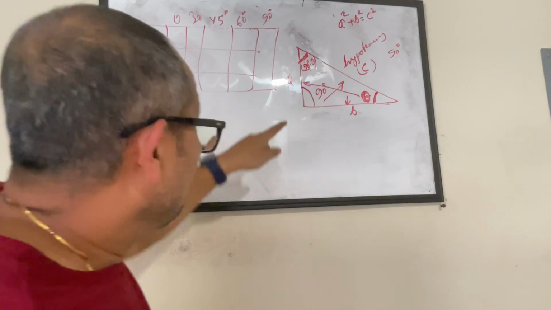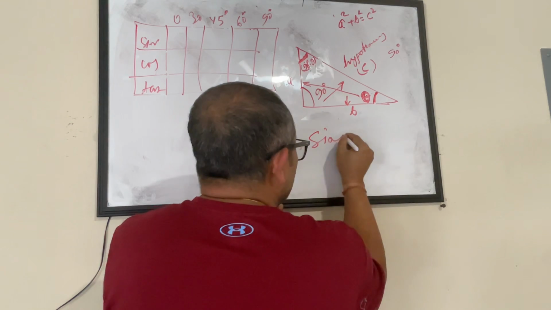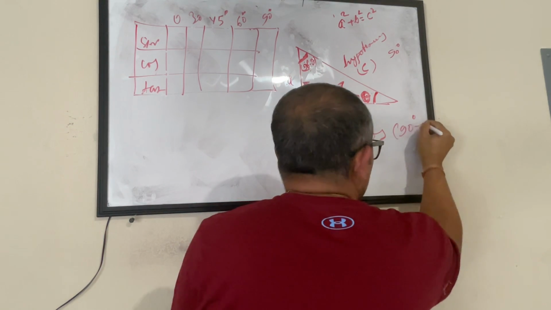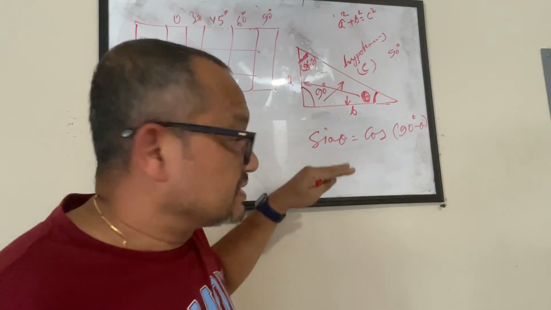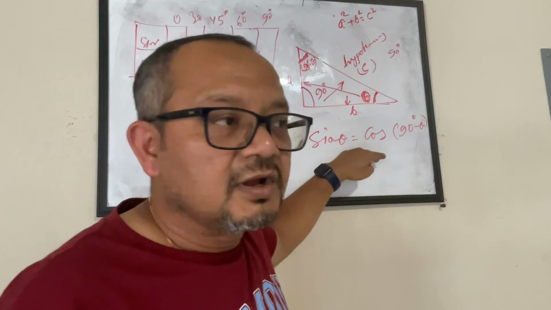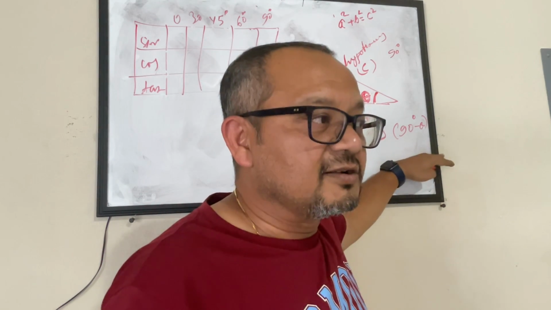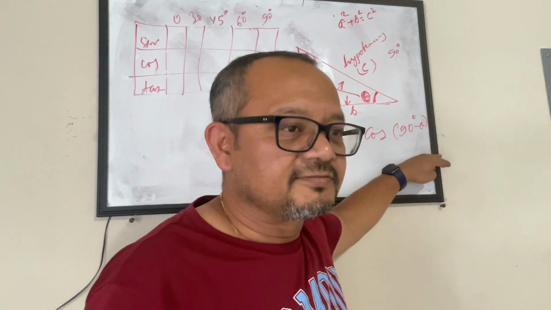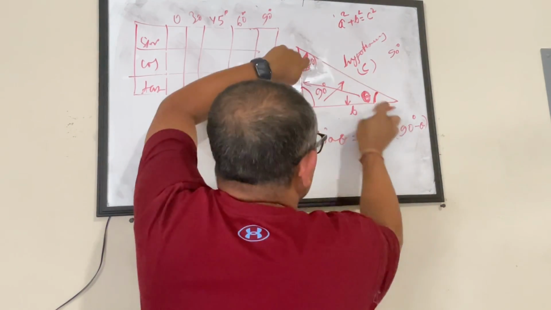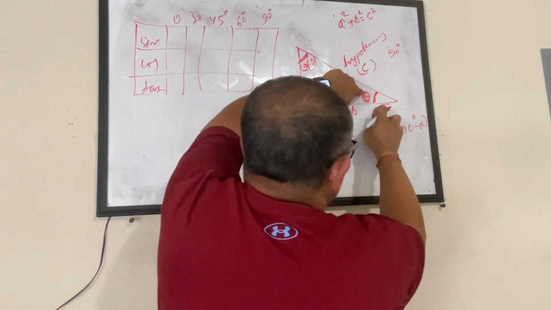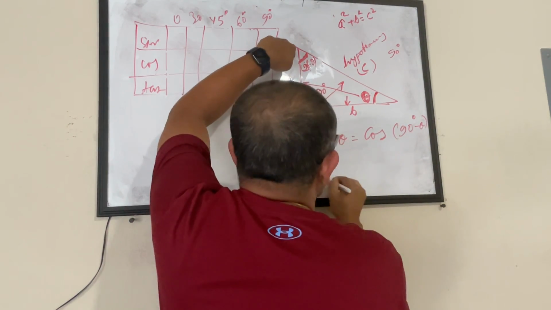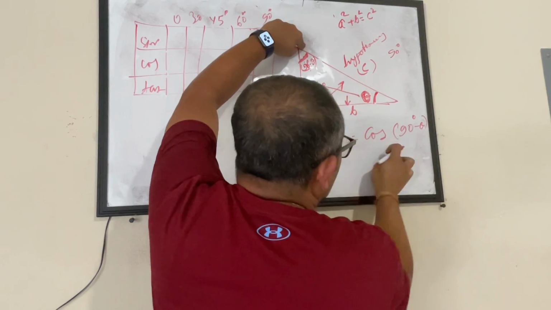But what we learned here is that sine theta is equal to cos of 90 degrees minus theta. What that means is the sine of any angle is equal to the cosine of the complementary angle. That's what we saw here, right? This is theta, this is 90 minus theta. These are complementary angles. The sine of this will be the side opposite to this divided by the hypotenuse, A by C, which will be equal to the cosine of the complementary angle.